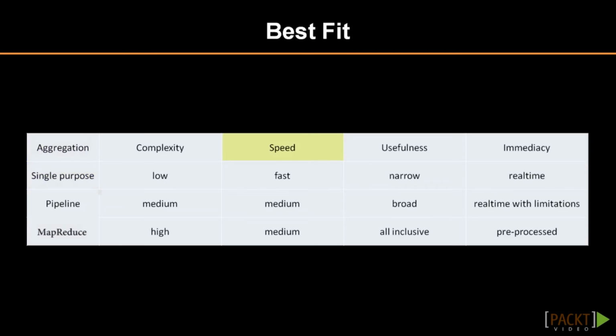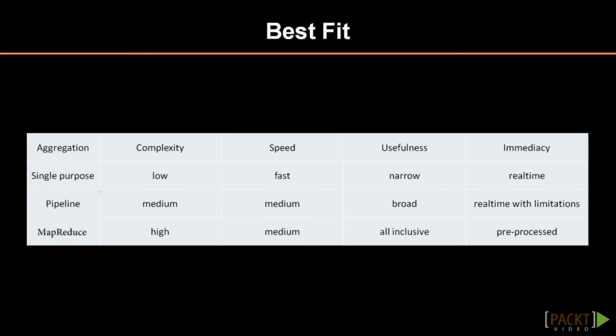In terms of speed, the single-purpose aggregation functions are specially optimized and run very fast. The speed of both pipeline and MapReduce depend on the number of documents involved and whether they span collections or shards. This could be very fast for small collections and slow for large data sets that span collections or shards. The utility of single-purpose aggregations is limited, while the pipeline is more broad and MapReduce is all-inclusive.